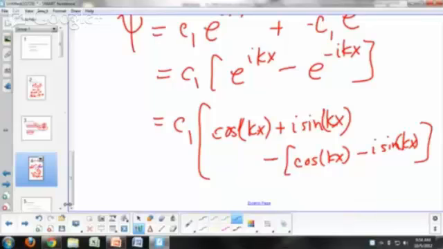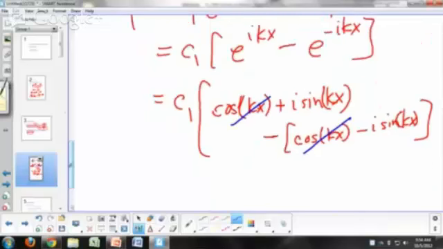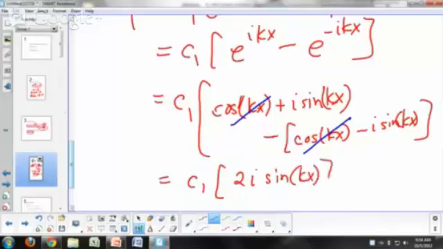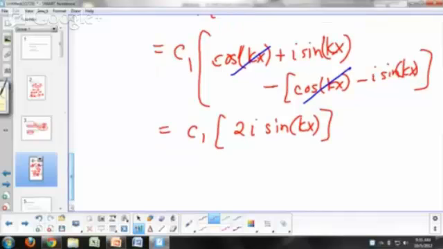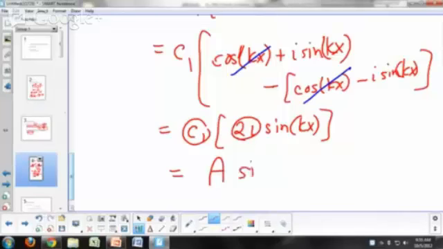So your cosine kx cancels out. That gives you what? C1 times 2i sine kx. So C1 is just an arbitrary constant at this time. So 2i is also a constant. A constant times a constant is just another constant. So we're just going to lump all of these constants together. We're just going to call that A sine kx.